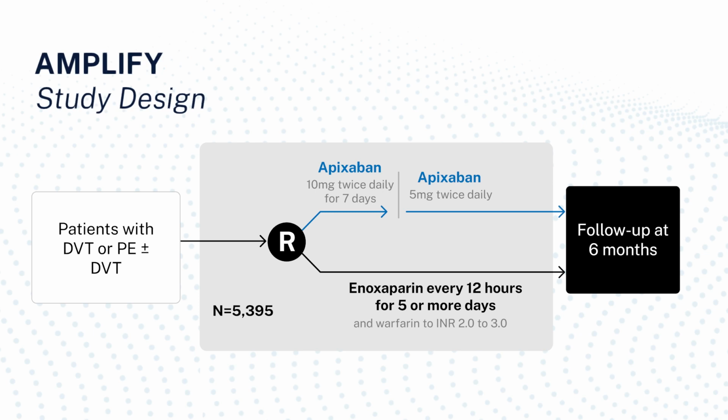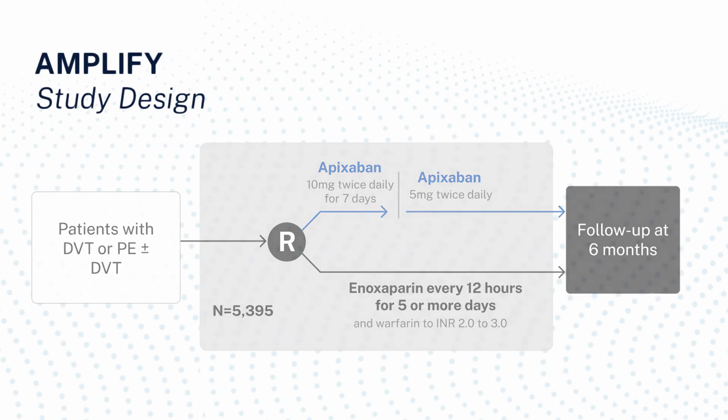And for this study, they enrolled all patients with DVT or patients with pulmonary embolism who may or may not have had a DVT. There was about 5,395 of those patients who then got randomized. In this case, the experimental arm got apixaban 10 milligrams twice a day for 7 days, and then switched over to their standard of apixaban 5 milligrams twice a day. Now, the standard of care arm, like we saw before, was enoxaparin twice a day for about 5 or more days until the vitamin K antagonist, that's warfarin, reached an INR goal of 2 to 3. And in this case, they followed up at 6 months in that study.